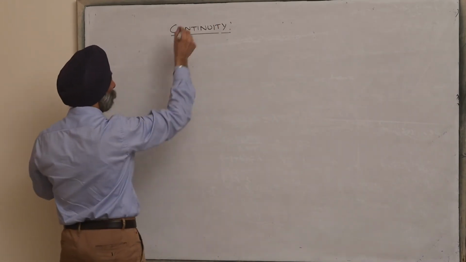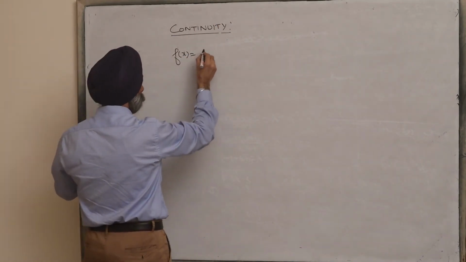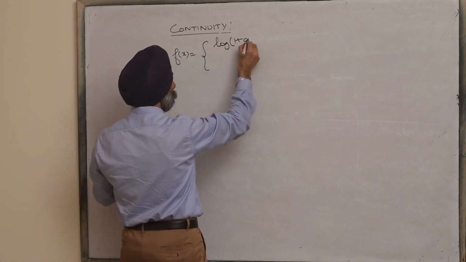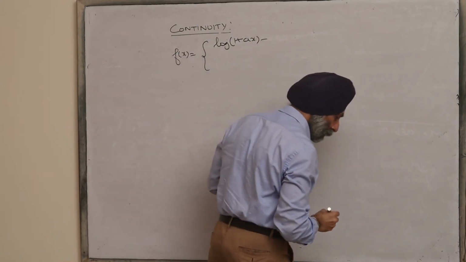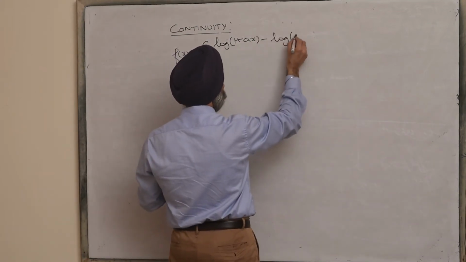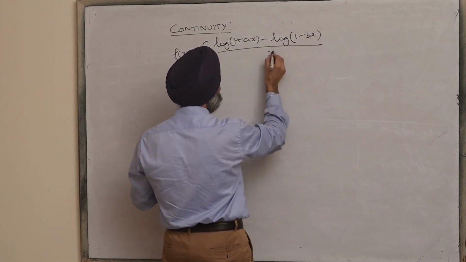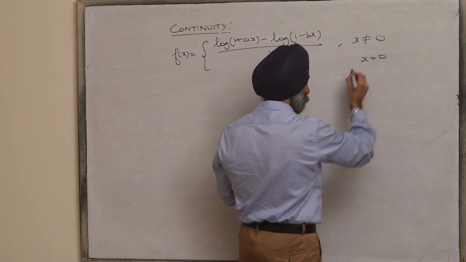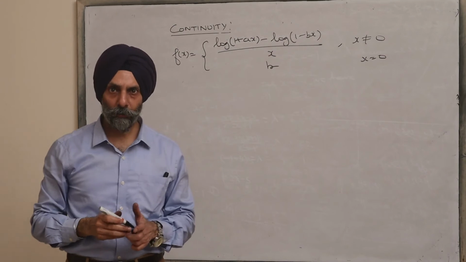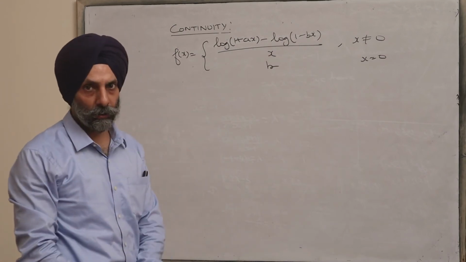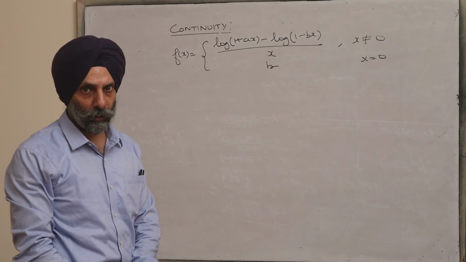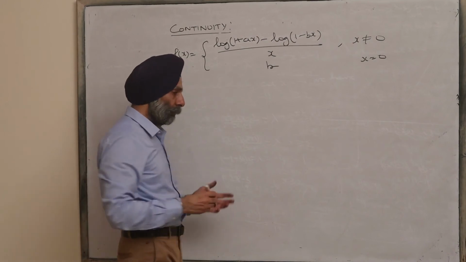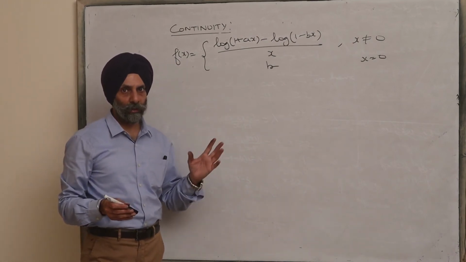Now next is, for what value of k the function f(x) is equal to log of (1 plus ax) minus log of (1 minus bx) upon x when x is not equal to 0, and is k when x is equal to 0. So for what value of k can we make this function continuous? So once again we have to determine the value of k which is going to make this function continuous.